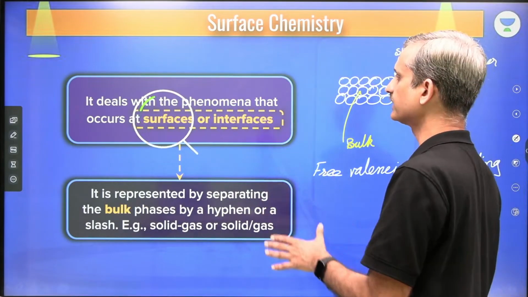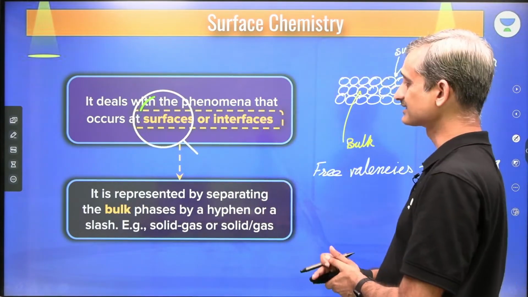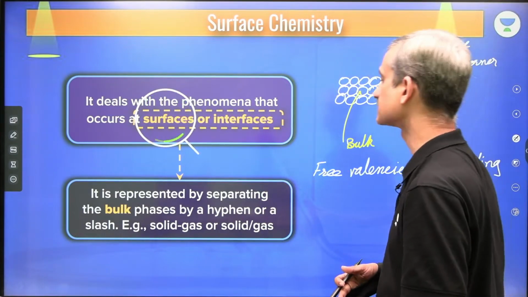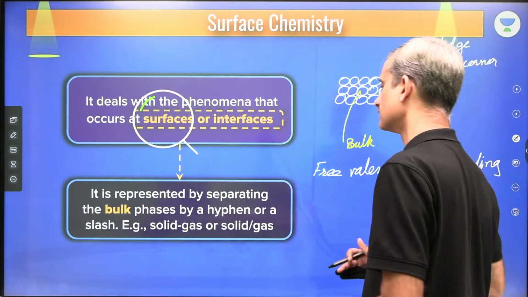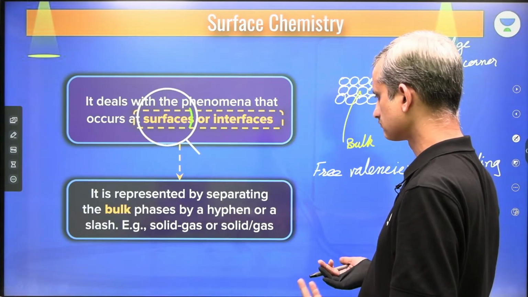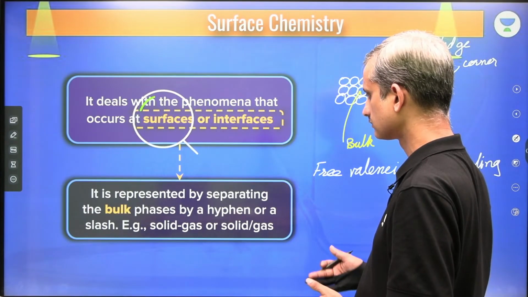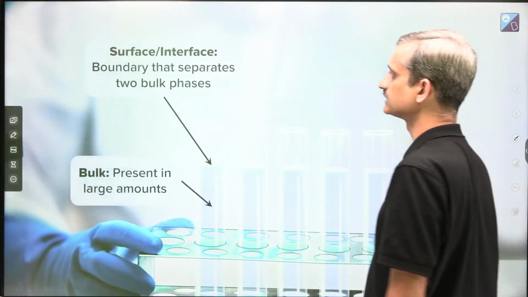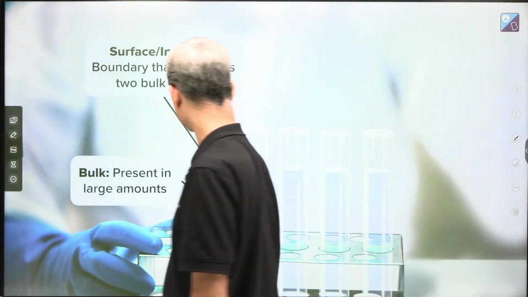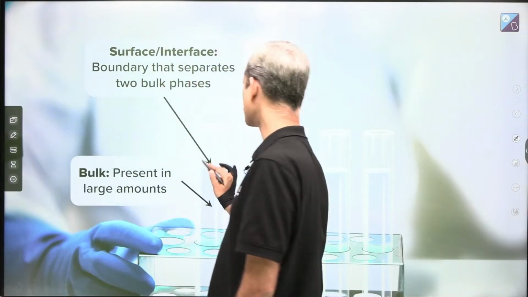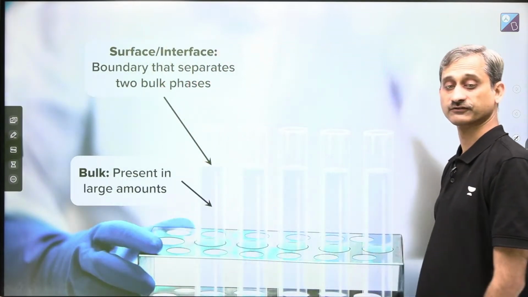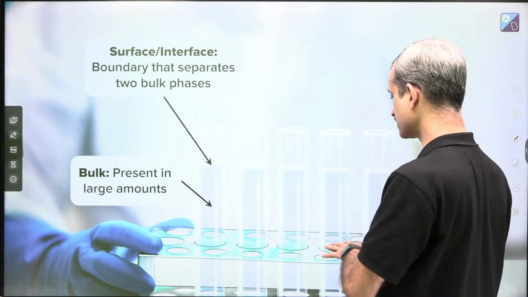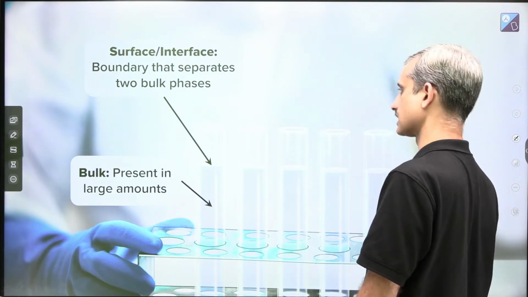So here what we find is it deals with a phenomenon that occurs at the surfaces or the interfaces. It is represented by separating the bulk phases. So that's what we have as the phenomenon. This is what we call the surface, which is differentiated from the bulk.